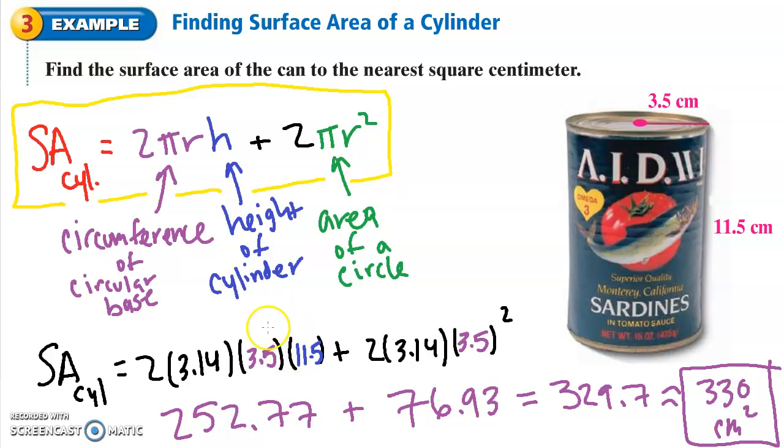I plug in my values for my radius and height, and I round to the nearest centimeter, and I get 330 square centimeters. I know it's a lot, but I know you can do it. Go.